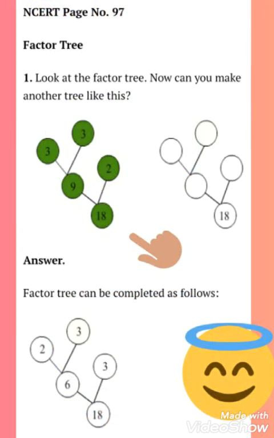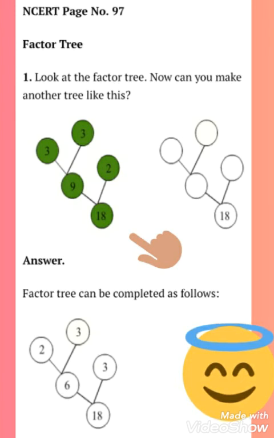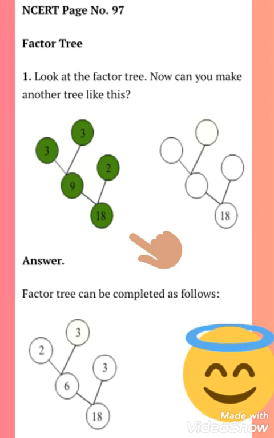Now come to page number 97. There is a factor tree. I think you already have done it in previous classes and previous lessons and previous videos. Still, let's revise the factor tree once more and see what is there. Look at the factor tree. Now can you make another tree like this? Here a factor tree is given and we have to make another one after understanding this.